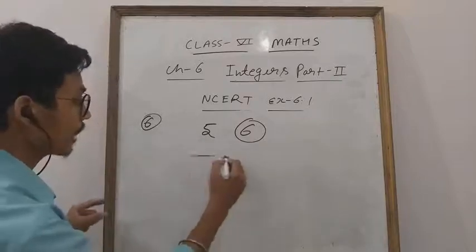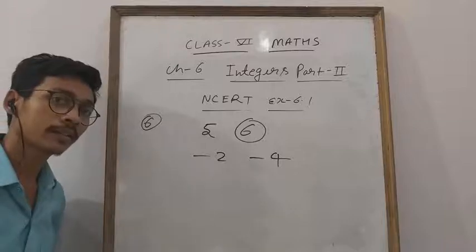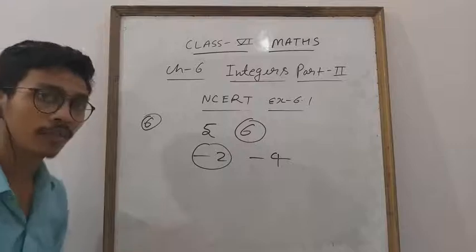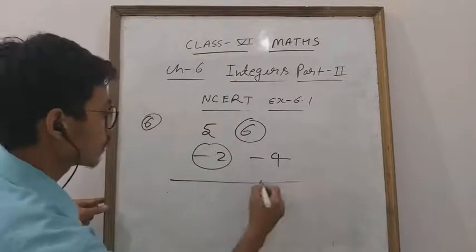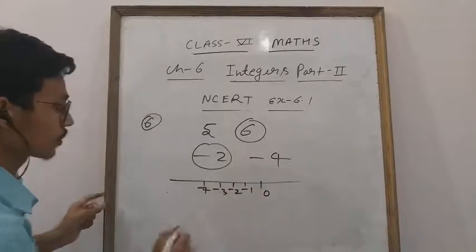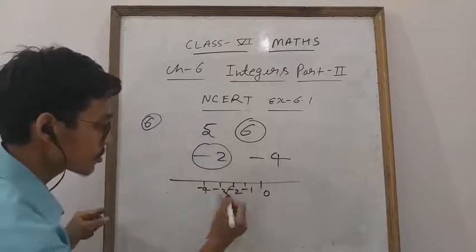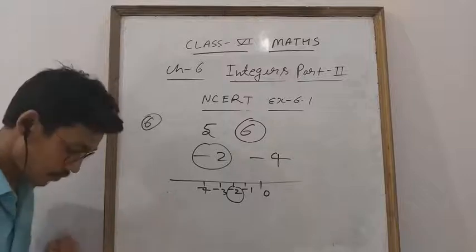Next, if I am writing -2 and -4, and I want to know which one is to the right of the other, you will say minus 2 is to the right of the other. Why? Because you know that 0, minus 1, minus 2, minus 3, minus 4. Okay, everyone? Minus 2 is on the right side of minus 4. So this is the basic concept of this question.